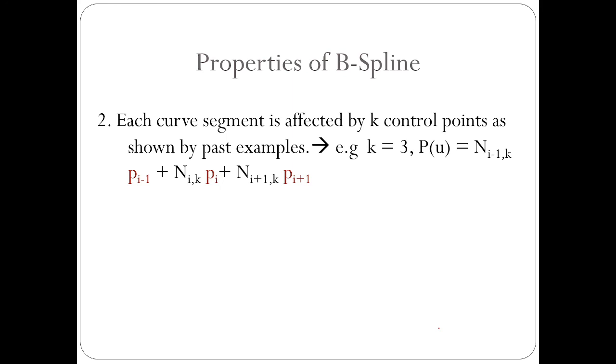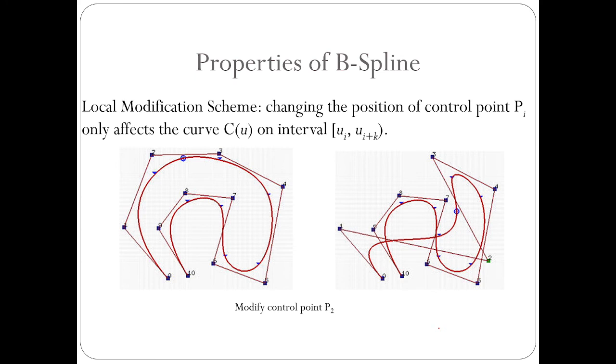Each curve segment is affected by k control points, as shown by the past example with k equal to 3. It is a local modification scheme: changing the position of control point Pi only affects the curve C of u on the interval [ui, ui plus k). So this is the example. Modify P2. This shows the modification of the particular control point P2 values.